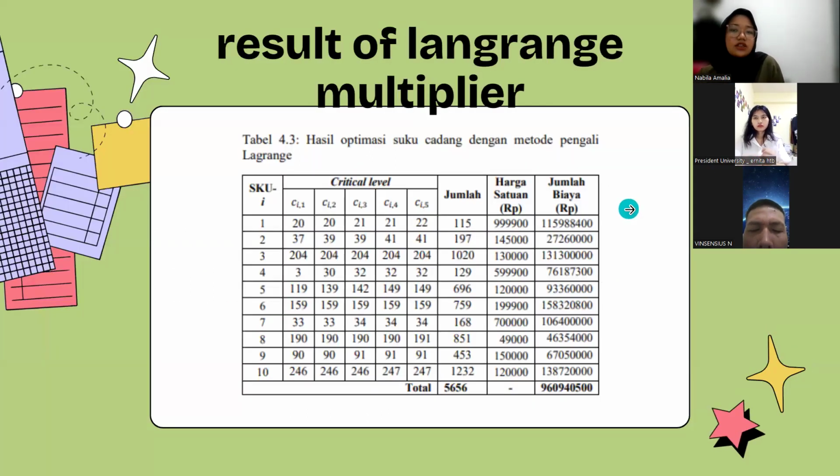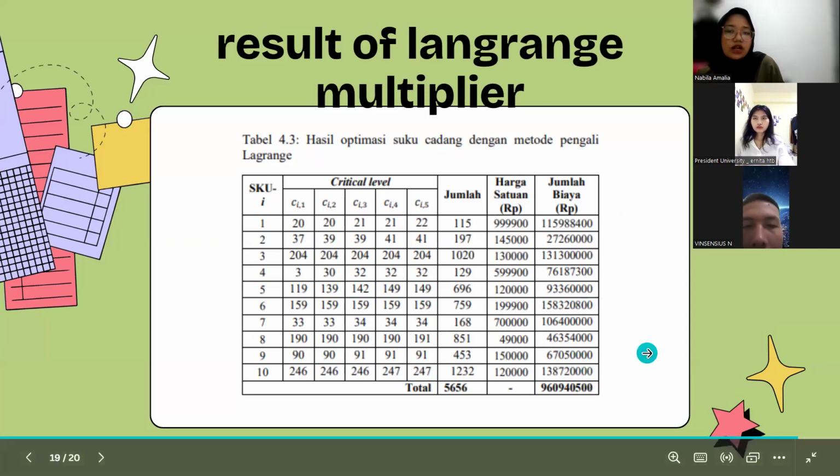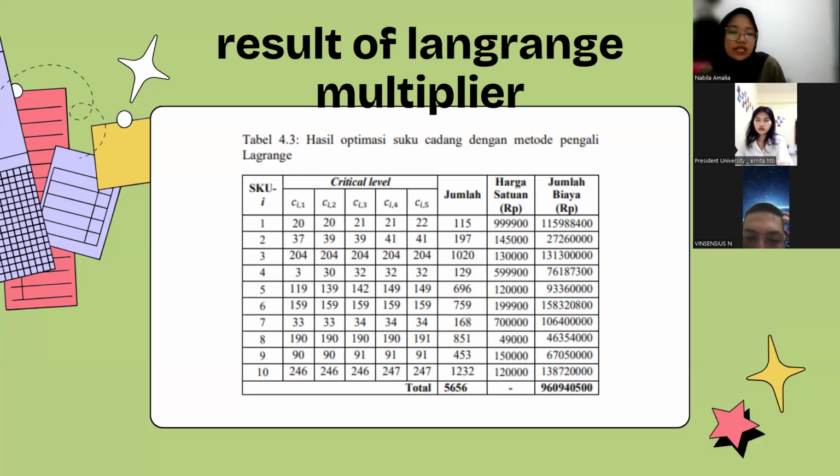So this is the result of the Lagrange multiplier. So here, for the total cost, we got 96094, etc.